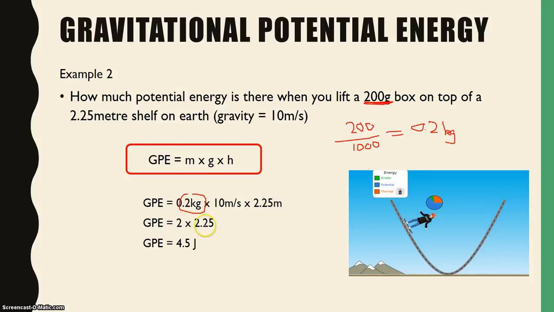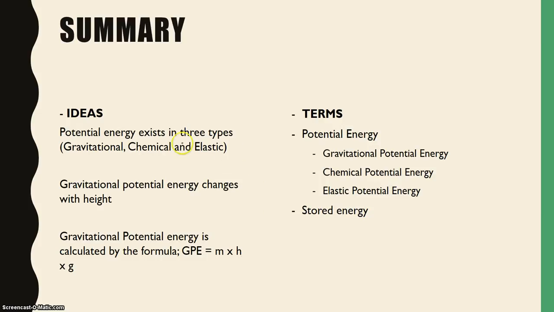Therefore, you have 2 times 2.25, so it's 4.5 joules of energy for this box to be lifted up to this shelf. This is a summary of this lesson. Potential energy exists in 3 types, which you'll need to know: gravitational potential energy, chemical potential energy, and elastic. Gravitational potential energy changes with its height. So as you get higher, it becomes higher. As you get lower, it becomes lower. And it's calculated by the formula mass in kilograms times height in meters times gravity in meters per second. And these are the terms you need to know.